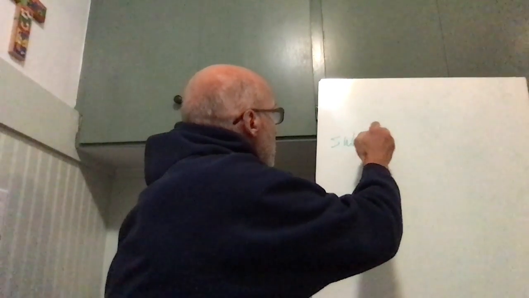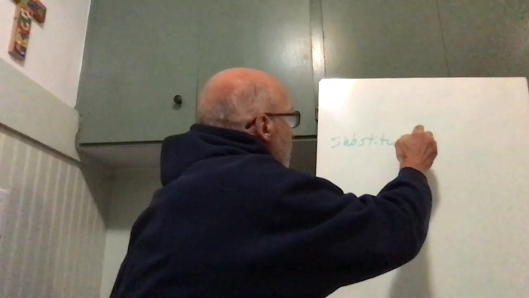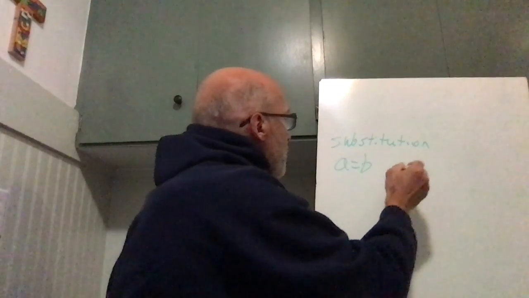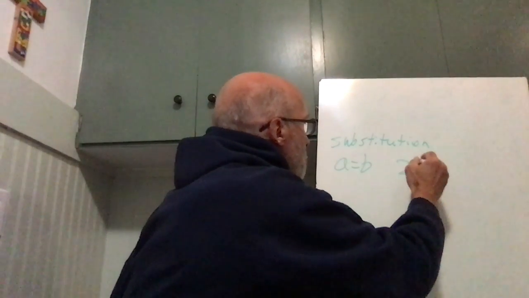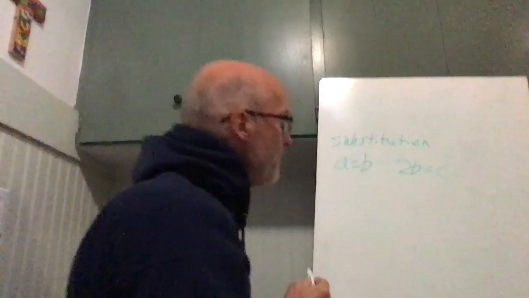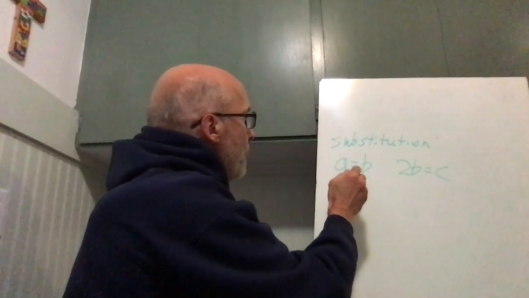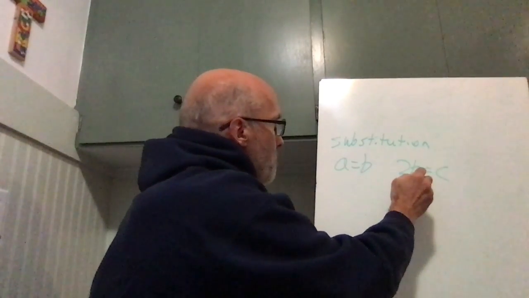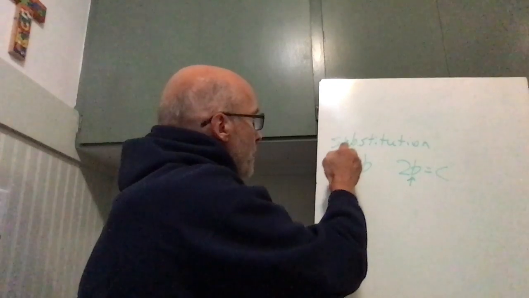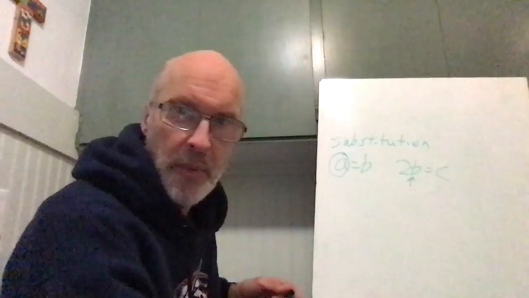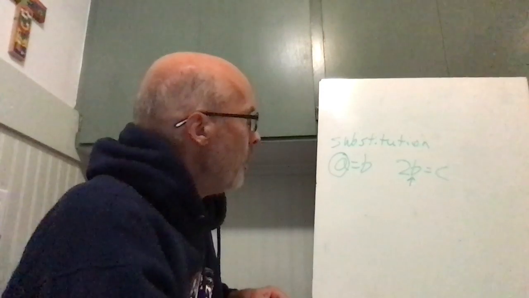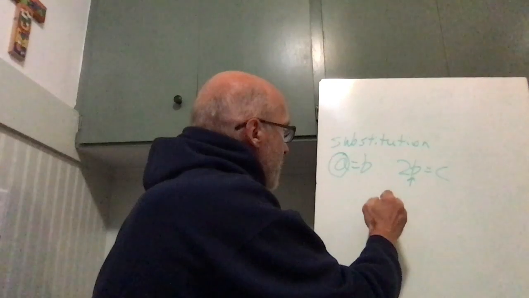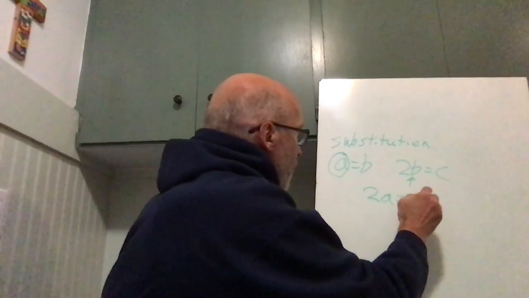Substitution is, for instance, if you had A equals B and 2B equals C, then what you can do is, because A equals B and you have a B right here, you can plug in A for that. You can substitute it for that. Okay? So that is substitution. A can go in there, so then you could write 2A equals C.